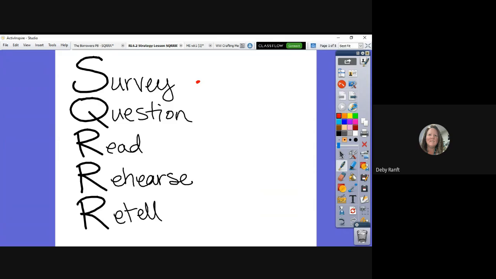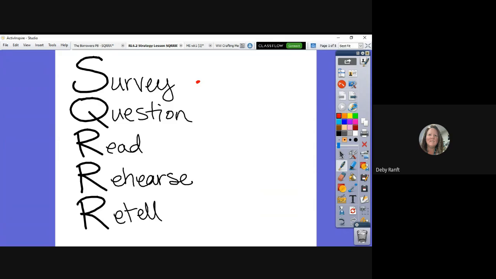So when we survey this text, in just a little bit, I'm going to ask you to check and see, are there any things like dialogue? Is there any italicized words? Because sometimes that indicates thinking. Or are there any pictures that I might get some clues from to help me understand the words on the paper? Those sort of things, right?